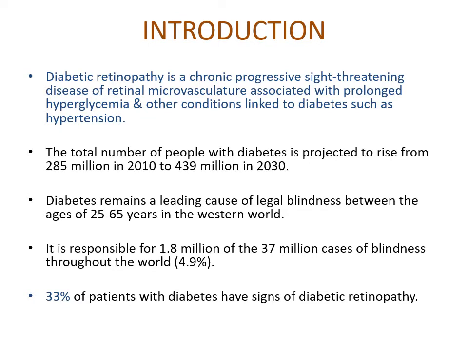What is diabetic retinopathy? It is a chronic progressive sight threatening disease of retinal microvascular associated with prolonged hyperglycemia and other conditions linked to diabetes such as hypertension. So, retinal microvascular pathology. What it means is it will affect only the smallest of the arteries or veins. It will not affect the larger veins and arteries. And it is associated with prolonged hyperglycemia, that is long duration of increased blood sugar level or BSL.